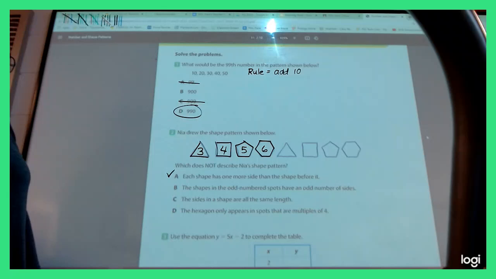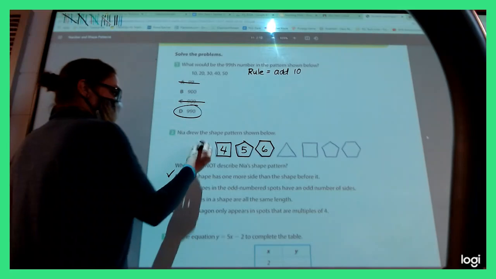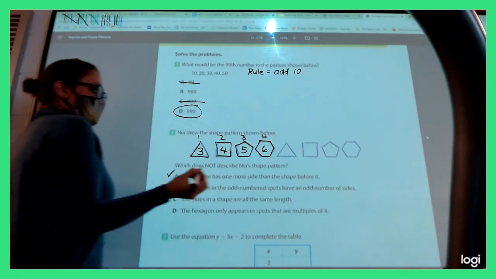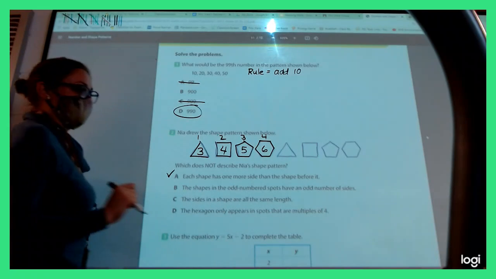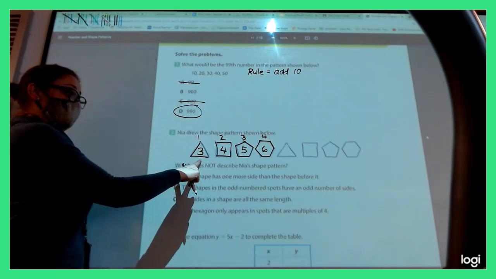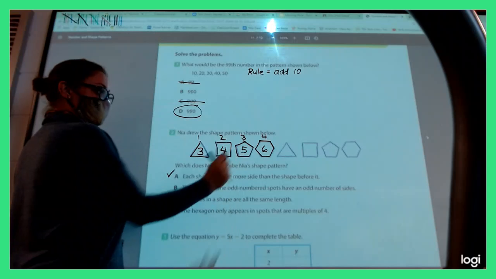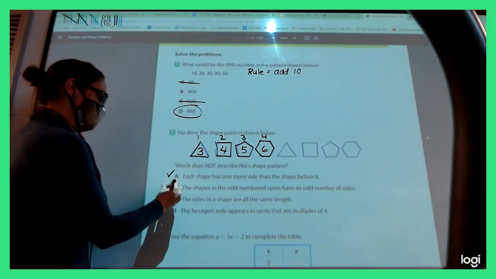B, the shapes in the odd numbered spots have an odd number of sides. All right, so this is spot 1, spot 2, spot 3, spot 4. So I'm looking for my odd numbered spots to see if they have an odd number of sides. So spot number 1 is odd. 3 is an odd number. Spot number 3 is odd. 5 is an odd number. Does that one work? Yes. That works. So that's not our answer.